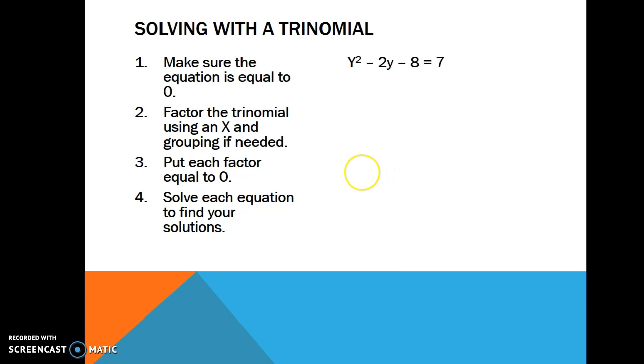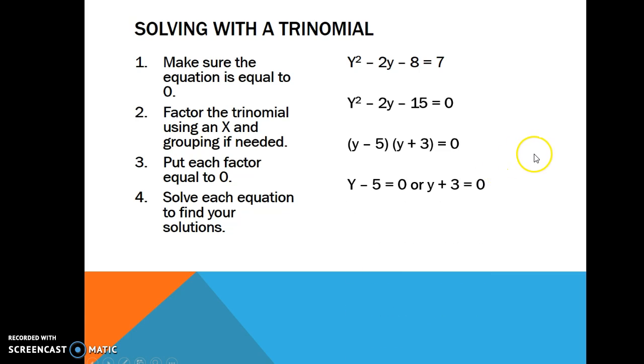So the first thing here is we do need to get it equal to 0 by subtracting 7. And now we're going to factor this. Remember, to factor a trinomial, we started out by making an x. If you need to write it by using the grouping, you can. Remember, you can also use the box method. We learned lots of different ways, but this factors to y minus 5 and y plus 3. Put each factor equal to 0 and solve each of those equations. And so we should get that our solutions are 5 and negative 3.